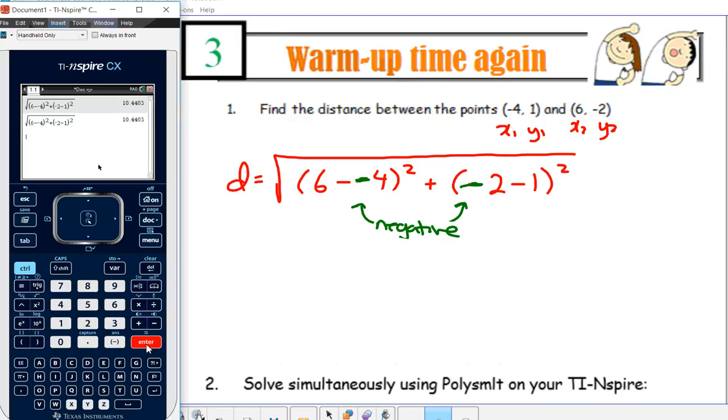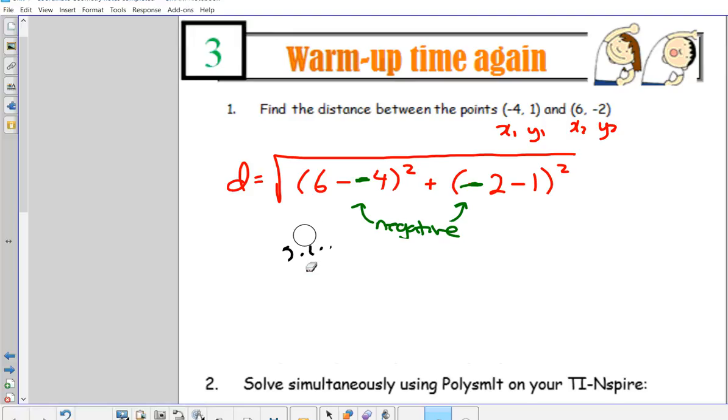Write it out to lots of sig figs. My float's not very high. You might have your float on a lot more decimal places, which would be better. And then write it out to lots of sig figs. What would that be to 3 sig figs? Because of the 4 next to the other 4, 10.4.